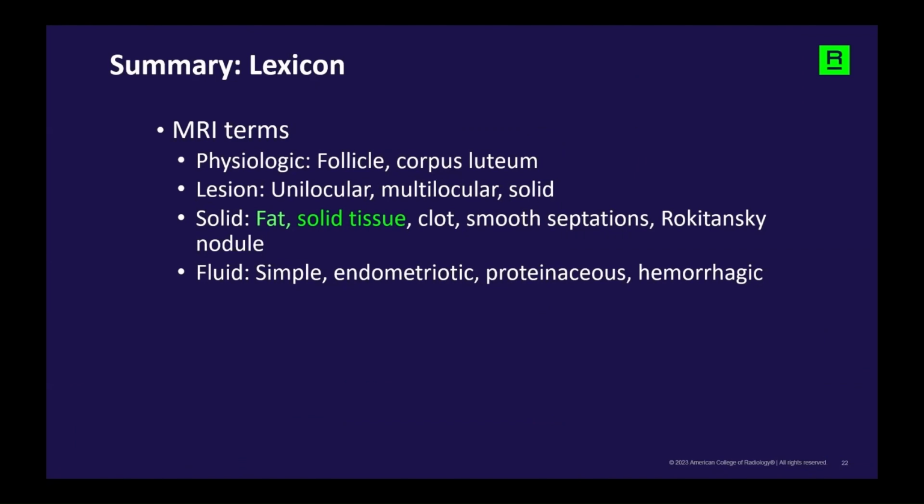And so first, lexicon, the MR terms that we need for our scoring system are trying to figure out what the finding is. Is it physiologic, like follicle or corpus luteum, or is there a lesion there, a unilocular, multilocular, or solid lesion? And then if there's a lesion, you're going to use fat and solid tissue to begin to score the lesion. And if those things are not present, then you have to worry about other things.